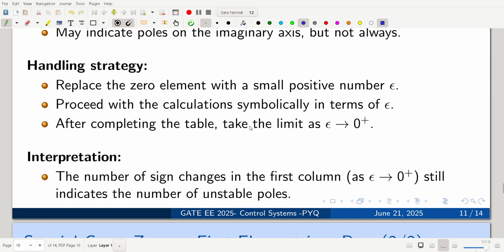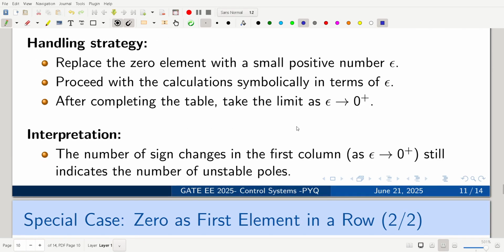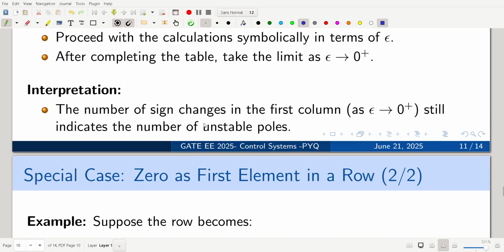So they are giving how we can handle this special case. Just put a small positive number, generally represented symbolically as epsilon, and then proceed with completion of the Routh array table. Then we solve the limit as epsilon tends to 0. The number of sign changes in the first column indicates the number of unstable poles.